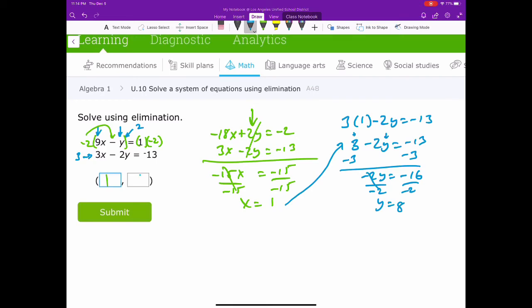Okay? Let's double check it just to prove us right. Let's use the first equation. 9 times 1 minus 8, does that equal 1? 9 minus 8 is 1. Winner, winner, chicken dinner. Here we go.